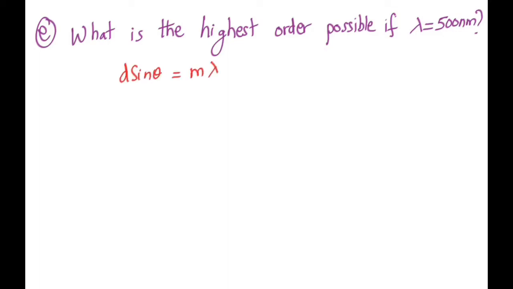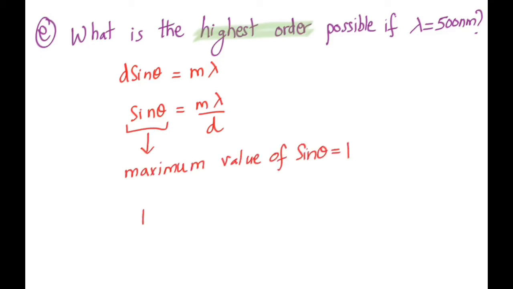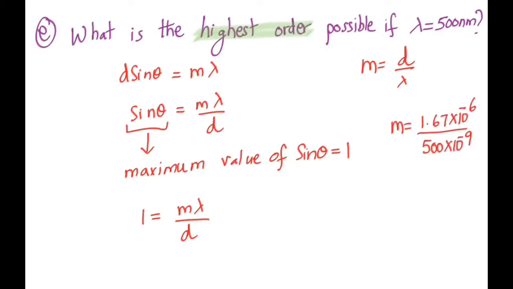So again we are going to use d sine theta equal to m lambda. Because it's asking for the highest order, the maximum value of sine theta is 1, so we put sine theta as 1 and rearrange the equation for m, because we want to find the order. d is 1.67 into 10 to the power negative 6 because it's the same diffraction grating, so the number of lines remains the same and therefore the slit spacing also remains the same. But lambda has changed, which is 500 into 10 to the power negative 9, and we use our calculator. Again, enclose the denominator in brackets. We get the value for m as 3.34. So the integer is 3, so the highest order which is possible is 3.